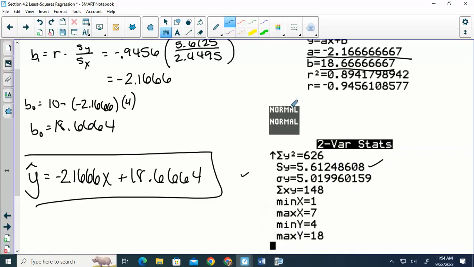So again, most of the time we're just going to rely on our calculator to get that, but I wanted to show you where the calculation came from and help you understand the formula on your formula sheet.